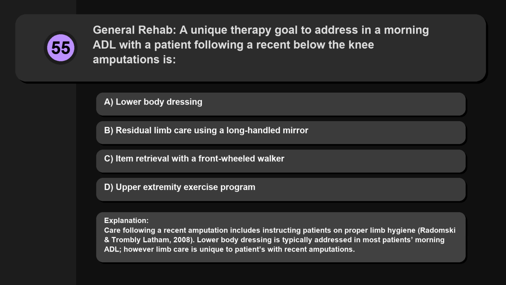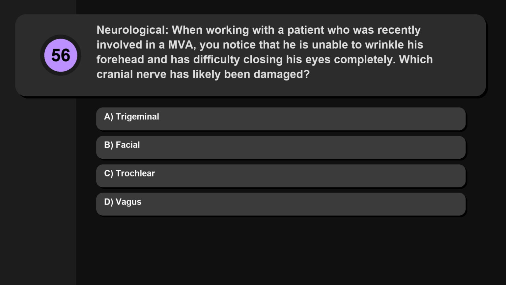Care following a recent amputation includes instructing patients on proper limb hygiene, Radomski and Trombley-Latham, 2008. Lower body dressing is typically addressed in most patients' morning ADL, however limb care is unique to patients with recent amputations. Question 56.